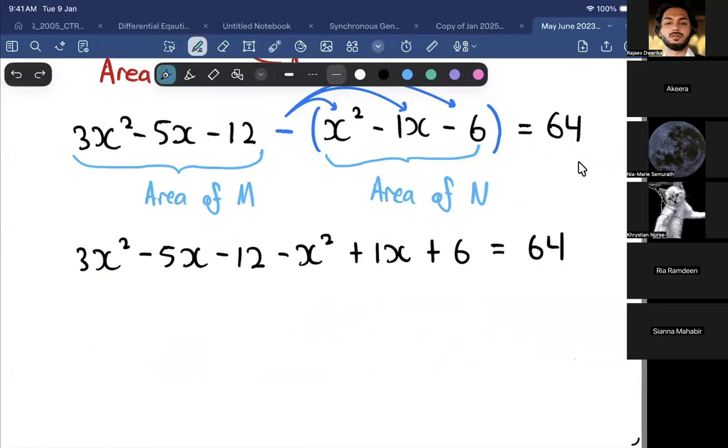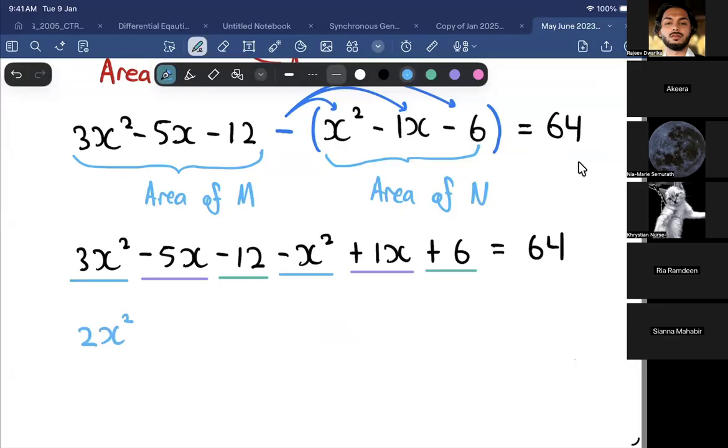So 3x squared, take away x squared. Right? So we see in 3x squared and we see in minus x squared, those are like terms. Are you seeing any other like terms? Yes, so negative 5x plus 1x, and then negative 12 plus 6. Right. So let me quickly simplify this. 3x squared minus x squared, that's just 2x squared.